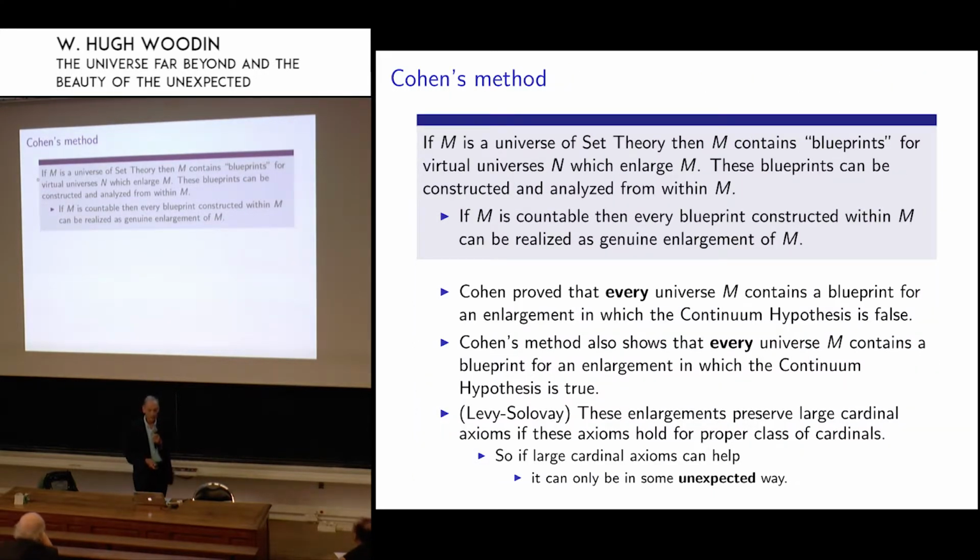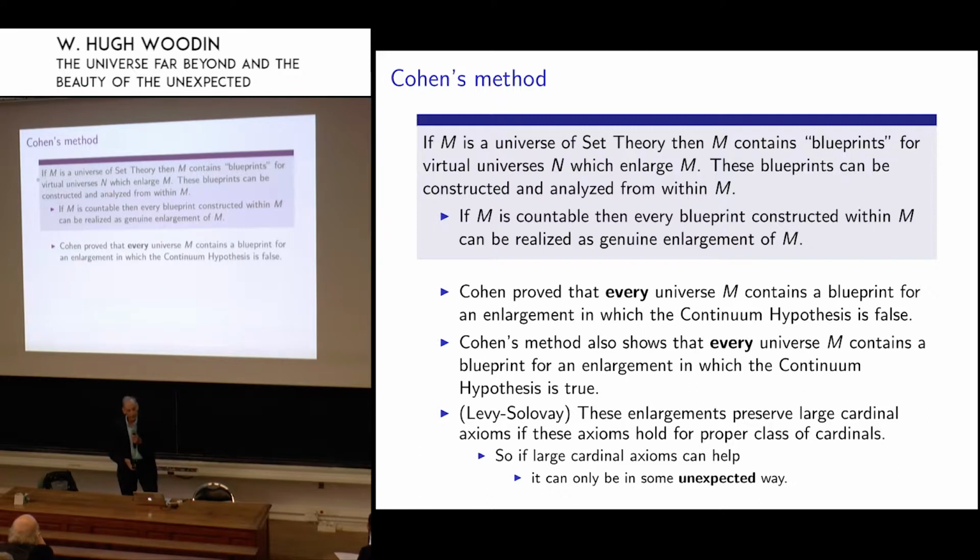I want to say a little bit about Cohen's method. So if M is a universe of set theory, then M contains blueprints for virtual universes which enlarge M. And these blueprints can be constructed and analyzed within the initial universe M. Now, if M is actually countable, so a mathematical structure, then every blueprint that you construct within M can be realized as a genuine enlargement of M. This was Cohen's discovery. He solved the extension problem.